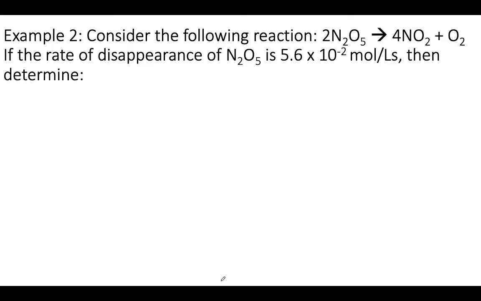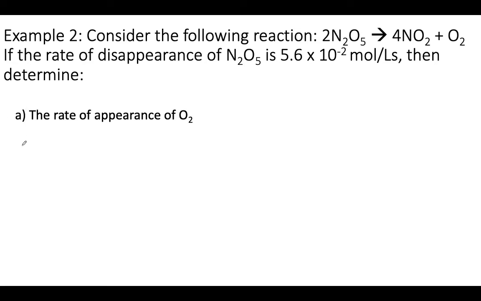Now in the second example, you were asked to find the rate by looking at stoichiometric ratios. So in this example, you're given a reaction. Again, it is balanced. If it's not balanced, make sure that you balance it or else this ratio would not work. If the rate of disappearance of N2O5 is 5.6 times 10 to the negative 2 moles per liter times second, then determine, and I'm asked to find first, the rate of appearance of O2.